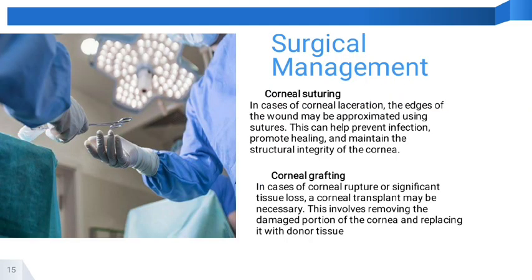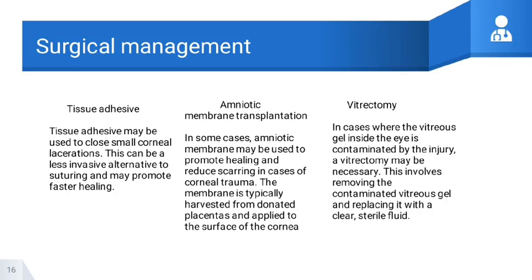Next, surgical management, corneal suturing. In cases of corneal laceration, the edges of the wound may be approximated using sutures. This can help prevent infection, promote healing, and maintain the structural integrity of the cornea. Next, corneal grafting. In cases of corneal rupture or significant tissue loss, a corneal transplant may be necessary. This involves removing the damaged portion of the cornea and replacing it with donor tissue. Tissue adhesive may be used to close a small corneal laceration. This can be a less invasive alternative to suturing and may promote faster healing.